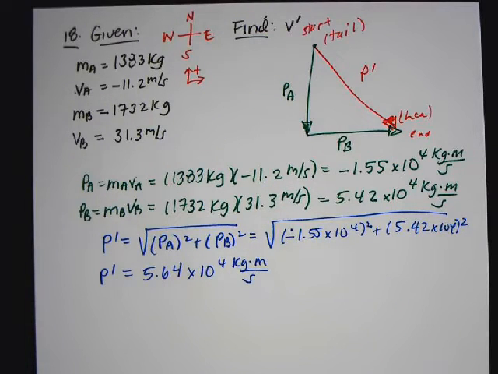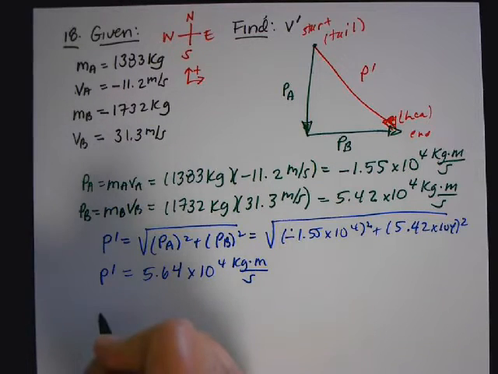But that's not what they asked for in this problem. They asked for the velocity. They didn't ask for the momentum. Okay? But I need to find the momentum to find the velocity. So the first thing I'm going to do is I'm going to say, well, I'm going to go back to my first basic definition. P is equal to mv.